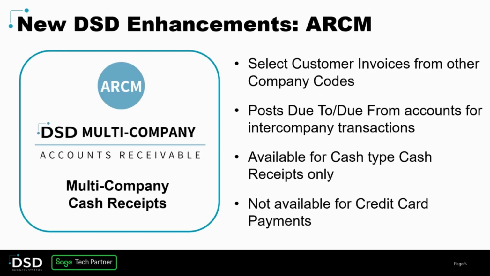So you could be in the parent company in cash receipts entry, and you can select invoices from other company codes in one single data entry. And then the register and update will handle the due to, due from accounts that can be defined in AR setup.